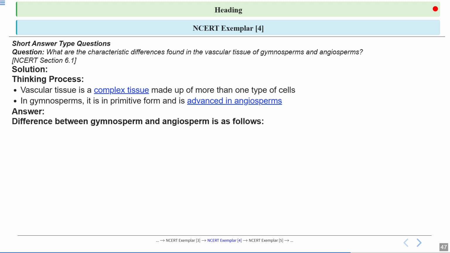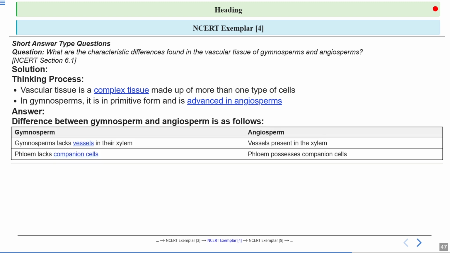Answer part. Differences between gymnosperm and angiosperms regarding the xylem tissue. So gymnosperm lack vessels. Yes, correct. Gymnosperm lack vessels in their xylem part. What about the angiosperm? Vessels are present in the xylem part of the angiosperm. Phloem lacks companion cells. Companion cells are absent in the case of phloem, whereas in the angiosperm, phloem possesses the companion cell. These are the two differences regarding the vascular tissue in the case of gymnosperm and angiosperm.